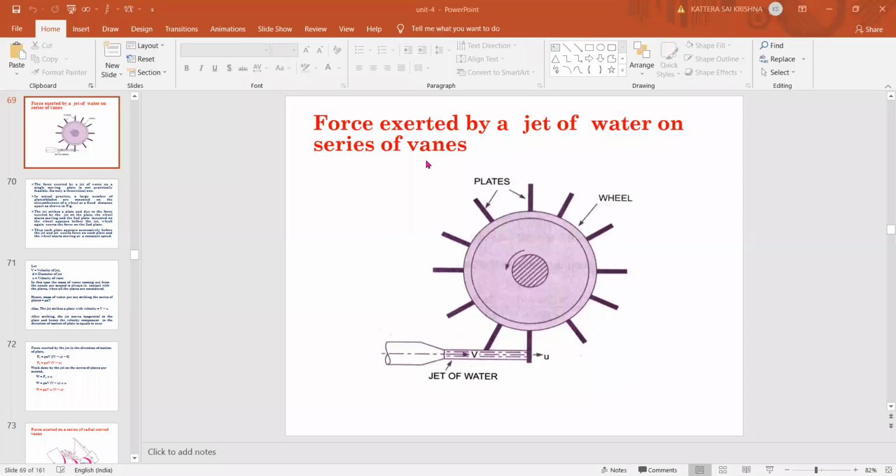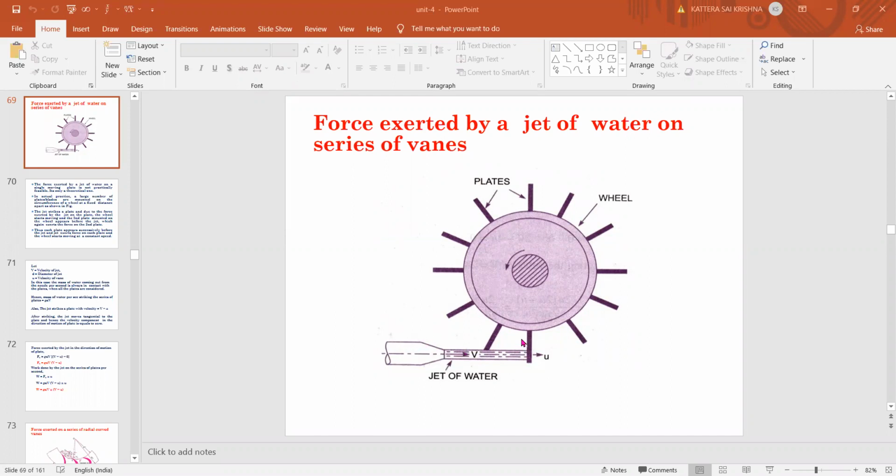So today in our class, we are going to start with the impact exerted by a jet on a series of vanes. On a drum, a number of plates will be fixed like this. So what will be the force exerted by the jet on this when a number of blades are arranged on a drum? So this is a jet, which is water with a high velocity coming from the nozzle which is connected to the pipe.